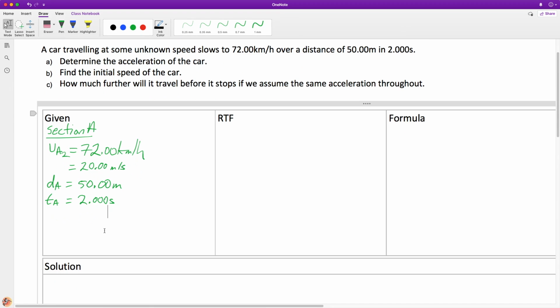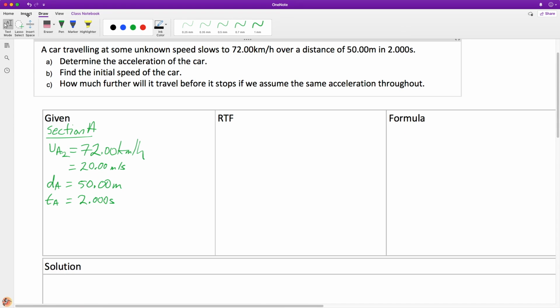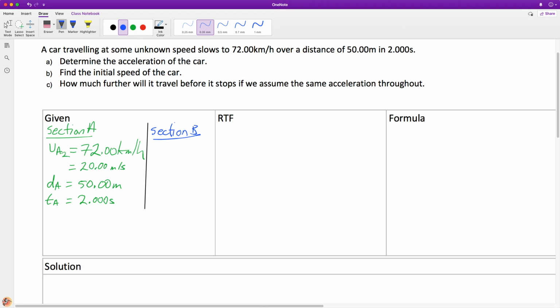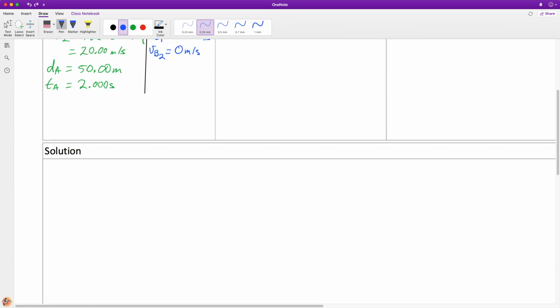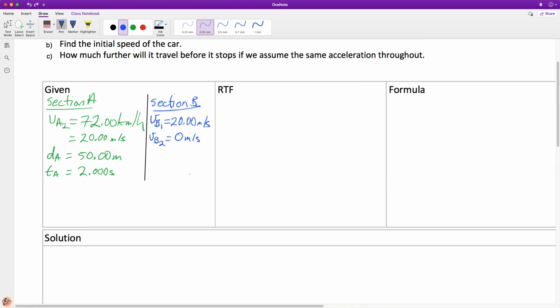All right, so now let's talk about what we know for Section B. So in Section B, what we know is that the beginning speed of Section B is the same as the ending speed of Section A. So that is also 20.0 meters per second. The thing we know about Section B is that the final speed is 0 meters per second. And we know that because of the key word right here, it stops. All right, so now let's go into our solution section. And we know that we have accelerated motion.